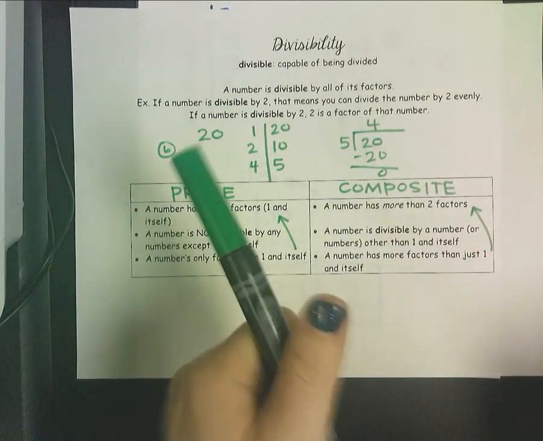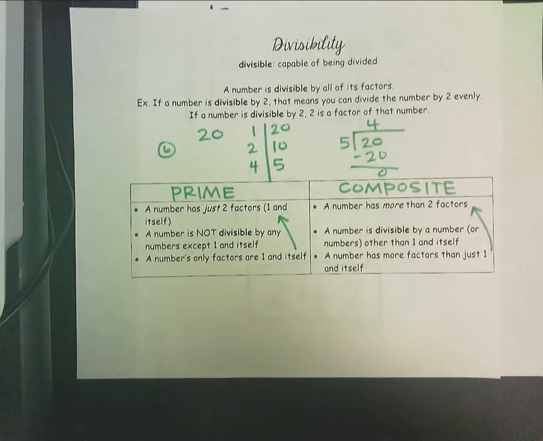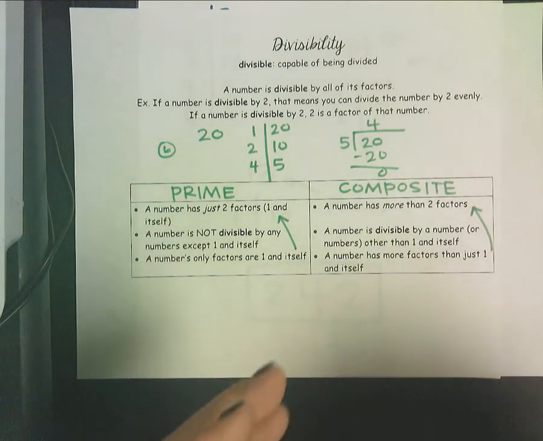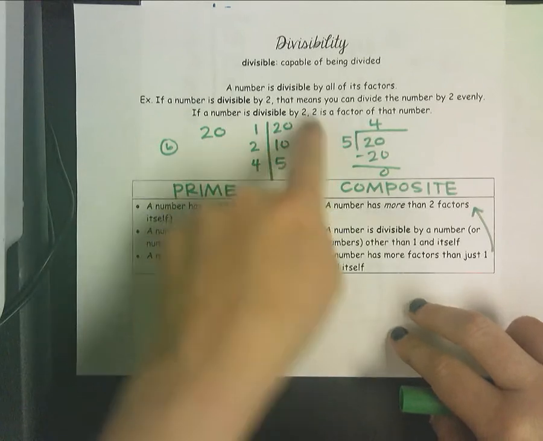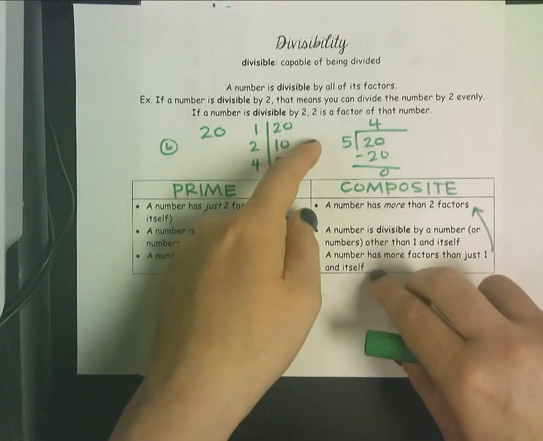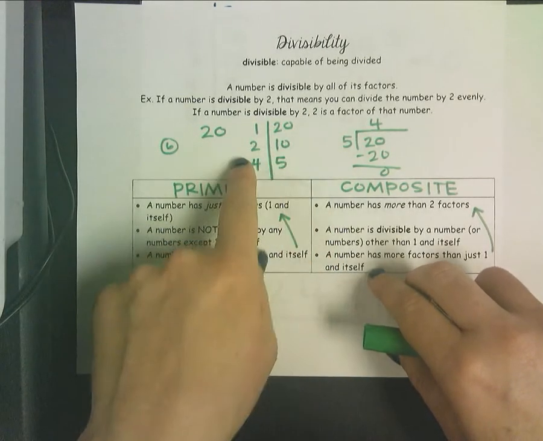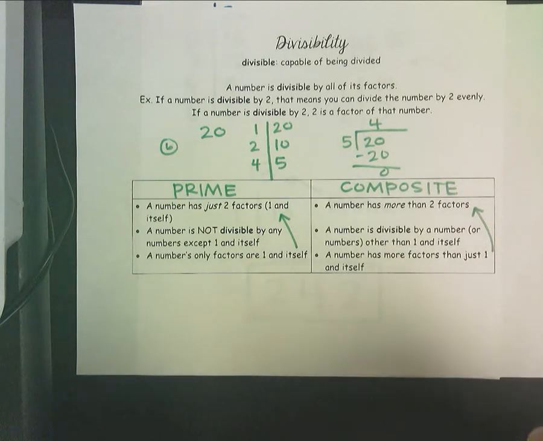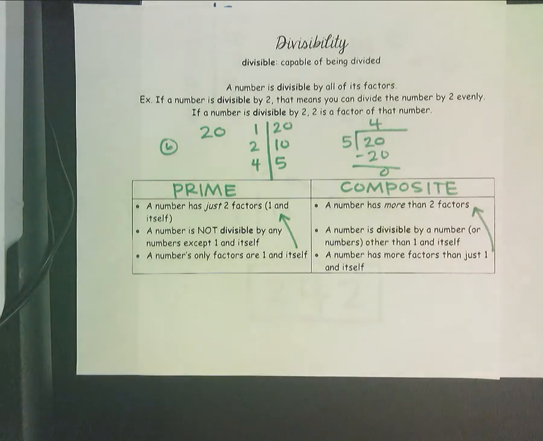Now we can use divisibility to help us figure out whether a number is prime or composite. Because if a number is divisible by a different number, that means that it cannot be prime. If a number is divisible by any number other than 1 or itself, it has to be a composite number. So we can actually use some tricks to figure out if a number is divisible by different numbers. We're going to use our second page here.